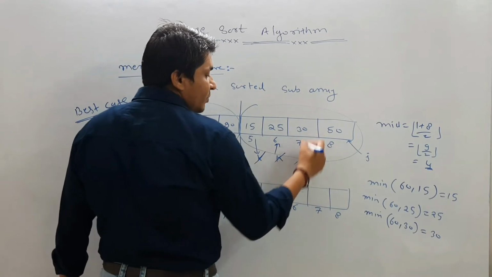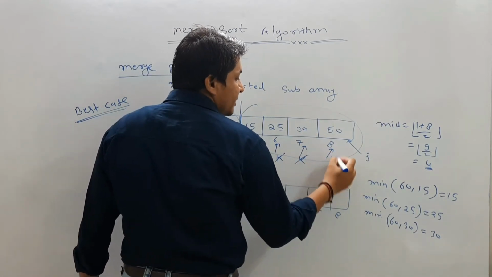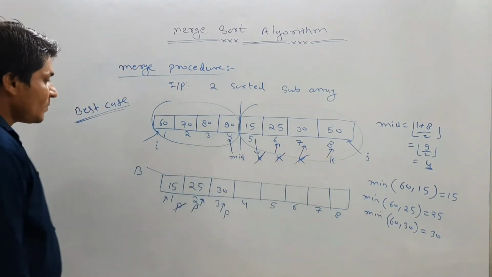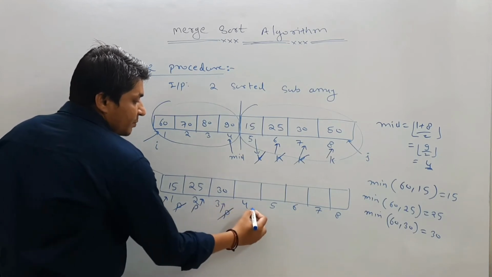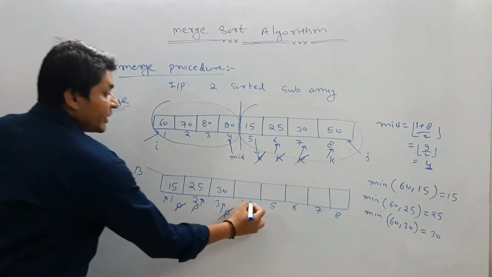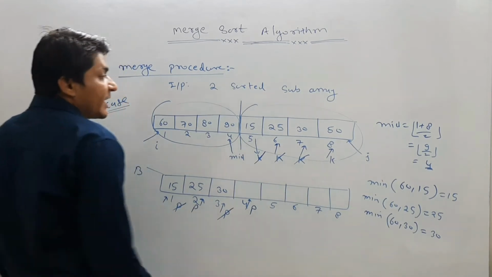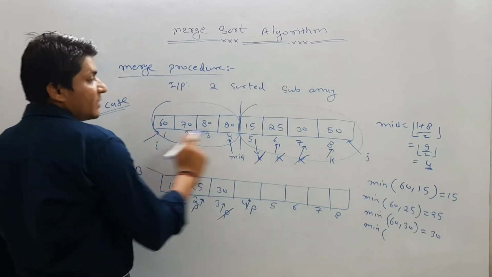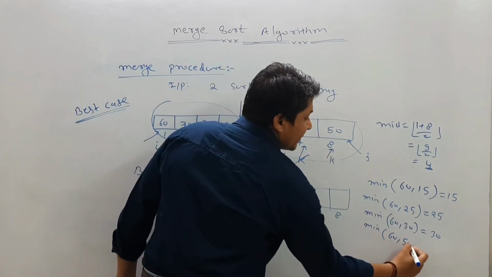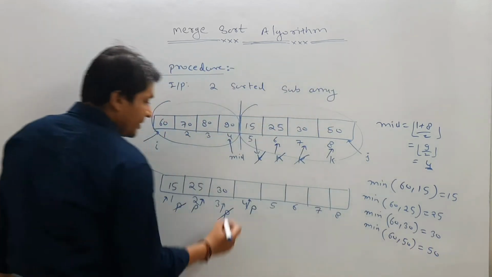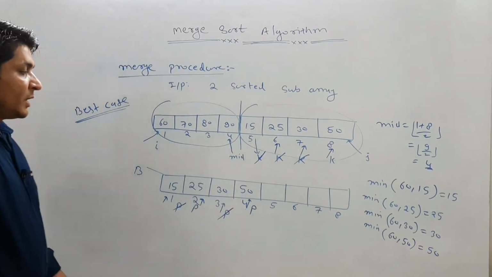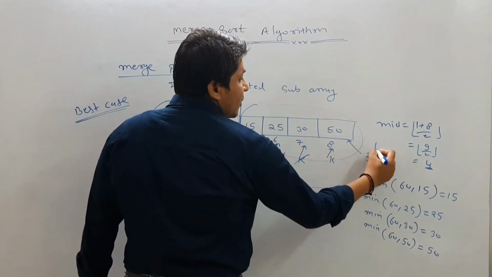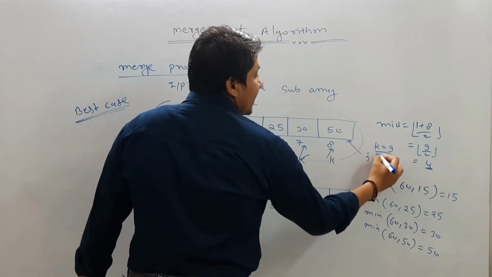So you have already made the comparison, so k will be incremented. K will start pointing to the index number 8. Now we have already copied 30, so p will start pointing to the next location. So p is pointing to this location 4. Now then again we are going to find the minimum of 60, 50. So it is going to be what? 50. So 50 will be copied in this location, correct? Now again you are going to increment. You have already copied this, so k will be incremented. Now k value will become 9, correct?